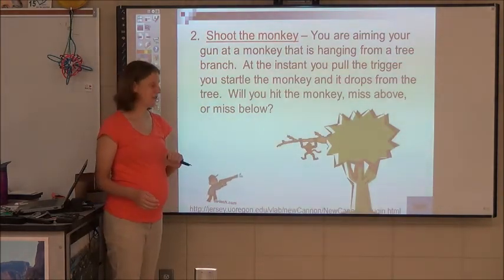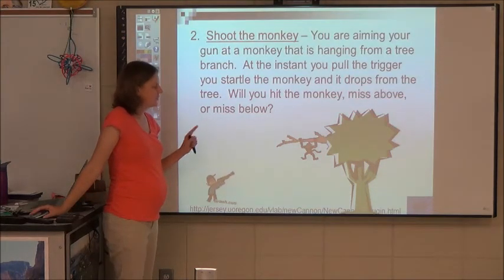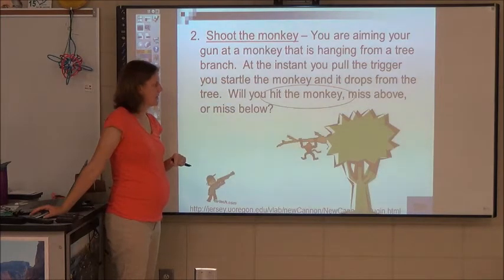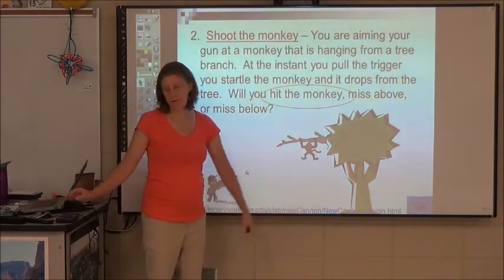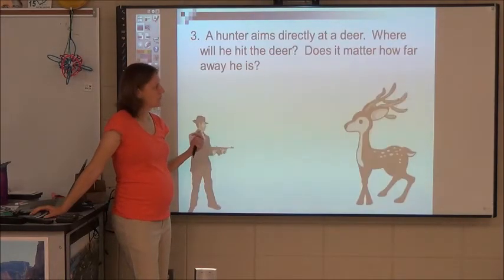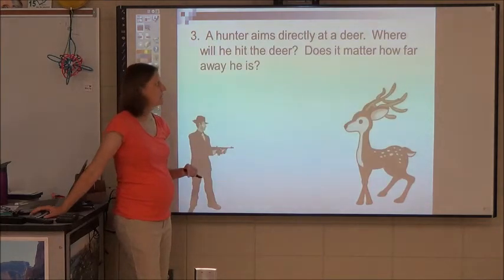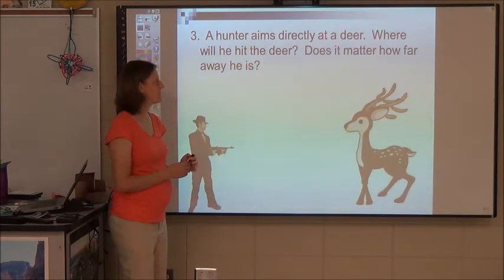And I'll show you a little video on that too. But if the monkey does drop, you hit exactly where you aimed. You'll hit the monkey. If the monkey didn't drop, then you would miss low, or at least be lower than where you were aiming. Similar to this problem, a hunter aims directly at a deer. Where will he hit the deer? It doesn't matter how far away he is.